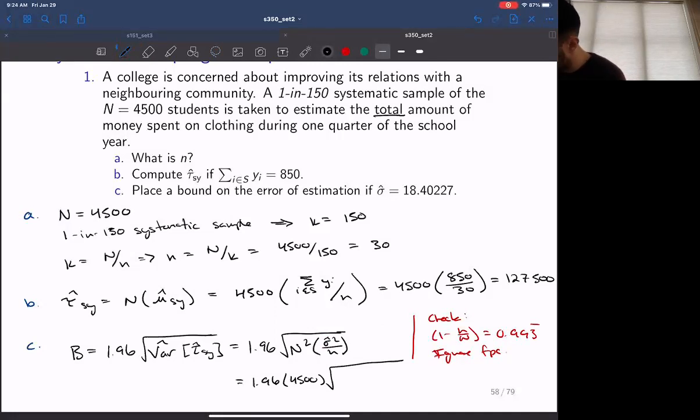Okay, and then we'll have 18.40227 squared divided by 30, which is equal to 29,633.25.